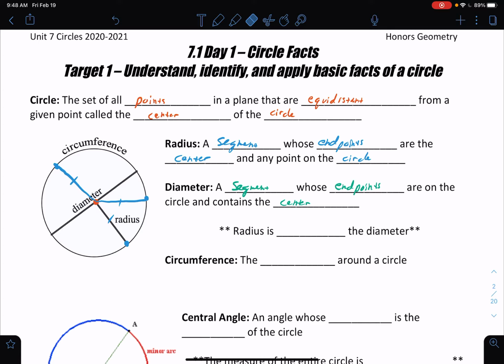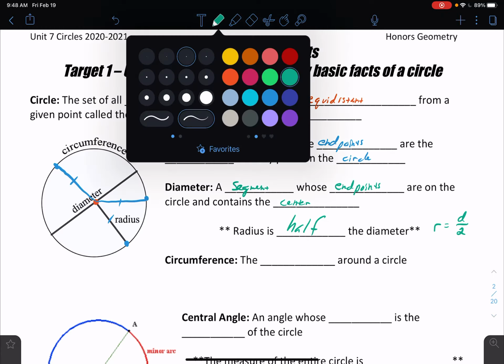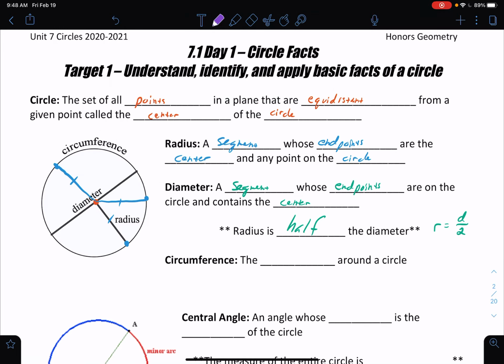Key fact, you may already know this: a radius equals half the diameter. Or vice versa, the diameter is 2 times the radius. You can think about it either way, it doesn't really matter.